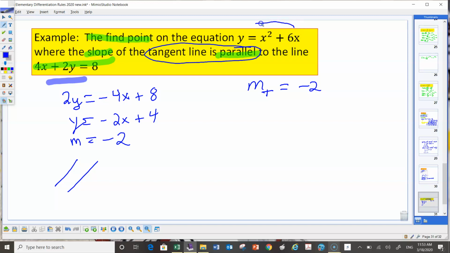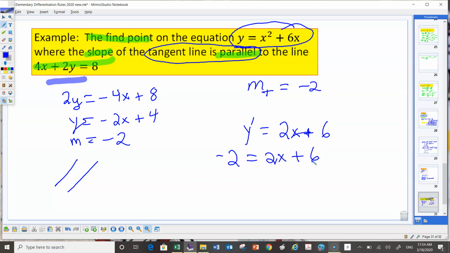Now, if I'm given the function and I want to find the slope of the tangent line from the function, to find a representation of that slope, I have to take the derivative. So using the sum and difference rule, the derivative is 2x plus 6. And now the slope is -2, so I plug -2 into y prime, and I'm now going to solve for x. So I subtract 6 over to get -8, and divide both sides by 2, so the x-coordinate where my tangent line is -4.